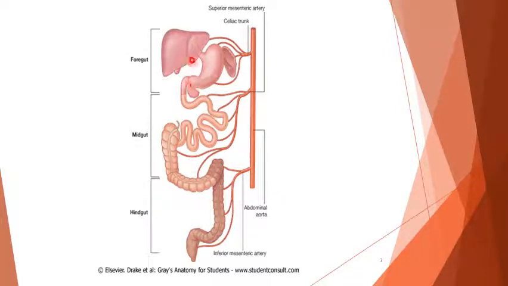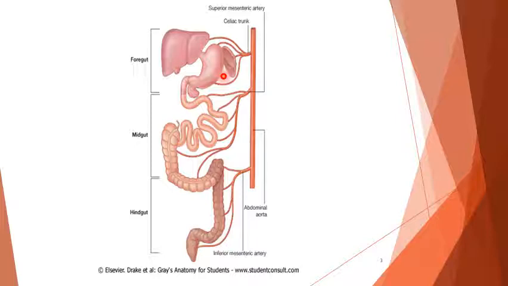So the foregut starts from the lower end of the esophagus, then the stomach and the upper part of the duodenum up to the opening of the common bile duct. It also includes the liver, spleen, and a greater part of the pancreas. So this is also included in the foregut.